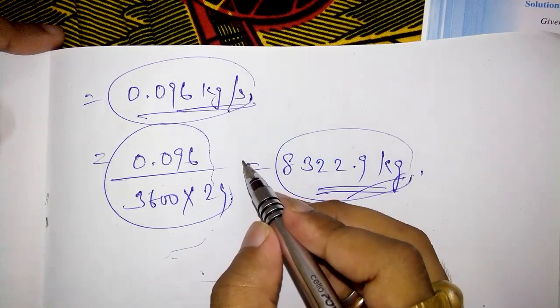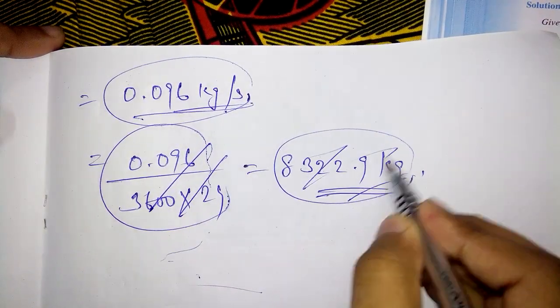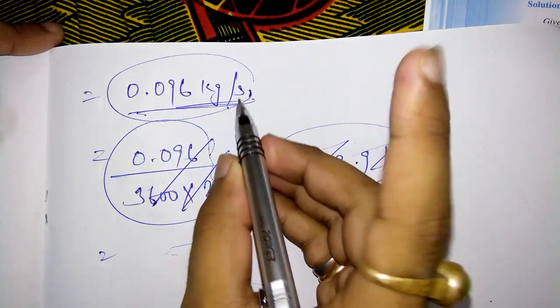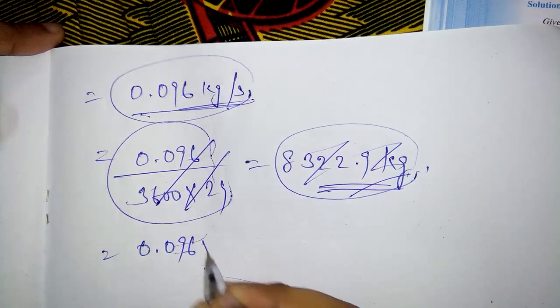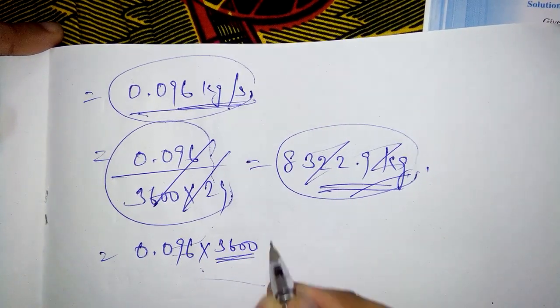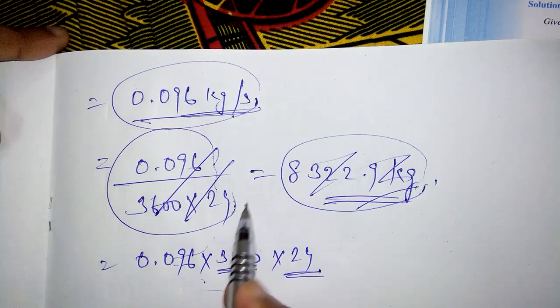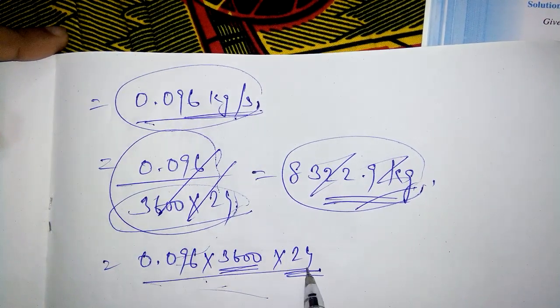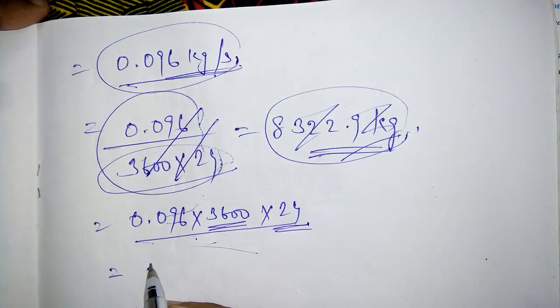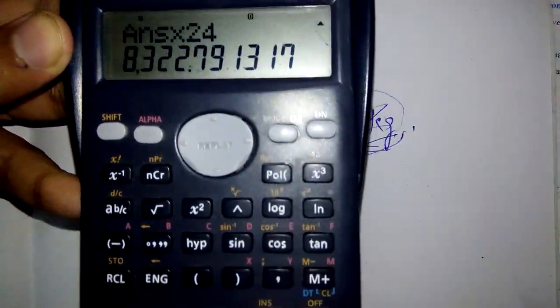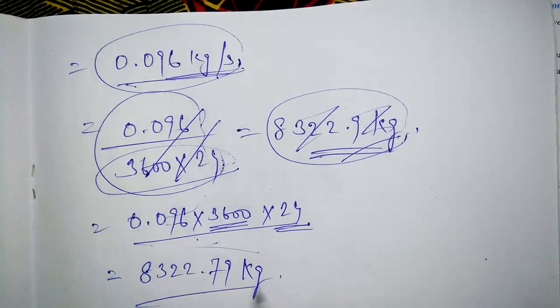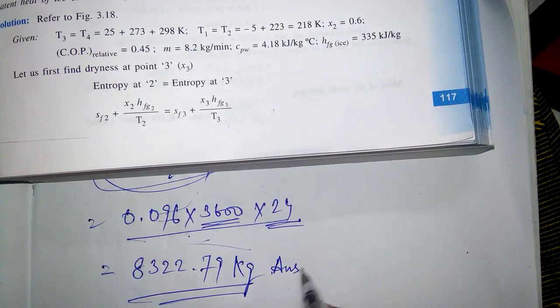Okay, sorry, I have done one very simple mistake. It is 0.096 kg per second. So this is 0.096 into 3600 in 1 hour. In 24 hours it is 24. I have just divided it. Sorry, it should have been multiplied. So if you do it, you will get this value. I have found out in my calculator, 8322.79 kg. Okay, and in the book the answer is 8322.9. Small difference. Okay, this is your answer.